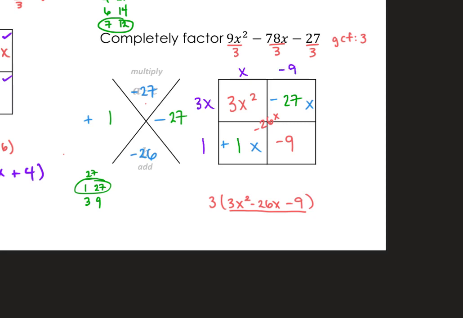Before we write out our answer, we should double check our boxes. 3x times x is 3x squared. 3x times negative 9 is negative 27x. x times 1 is 1x. Negative 9 times 1 is negative 9. And then just double check that these two numbers add to make the middle, which is 26x. That's good. So now we have our answer. So GCF goes out in front, and now we can write our factors, x minus 9 and 3x plus 1.